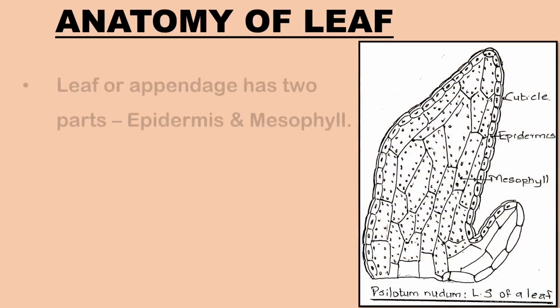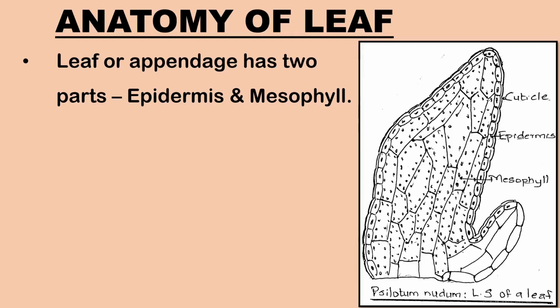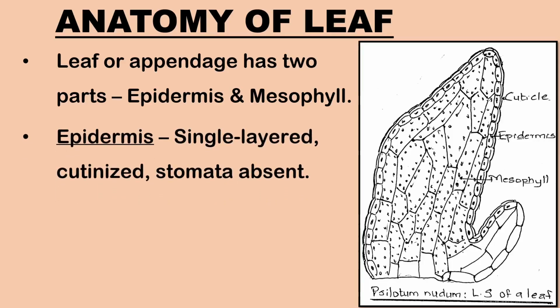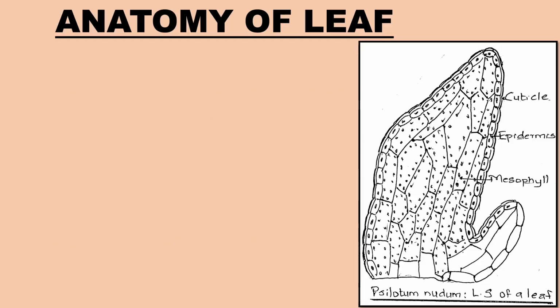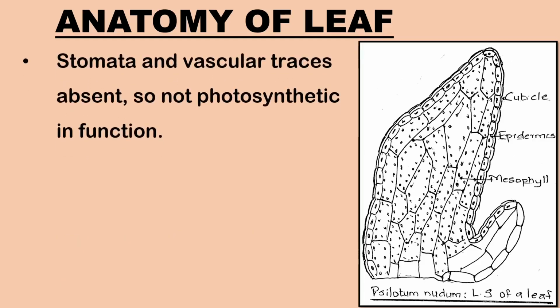Next is the anatomy of leaf. The leaf or appendage of Psilotum has two parts, epidermis and mesophyll. Epidermis is single-layered, cutinized, stomata are absent. Mesophyll is composed of parenchymatous, chlorophyllous cells which are not differentiated into palisade and spongy cells. As stomata and vascular traces are absent, they are not photosynthetic in function.